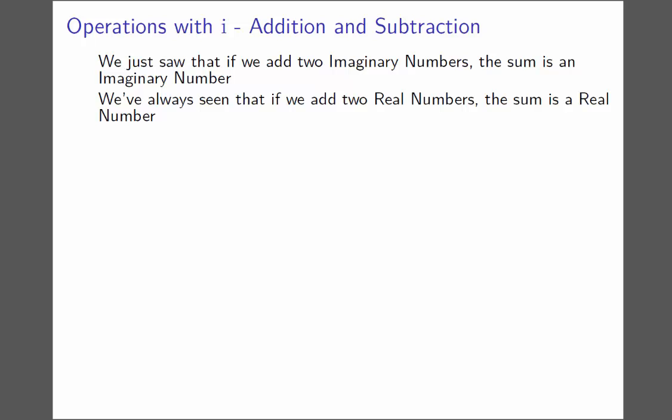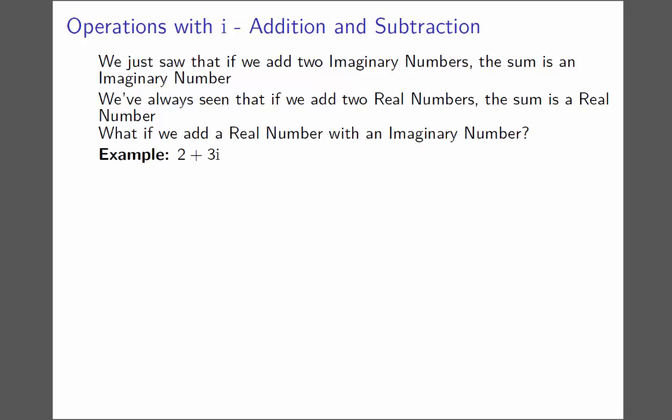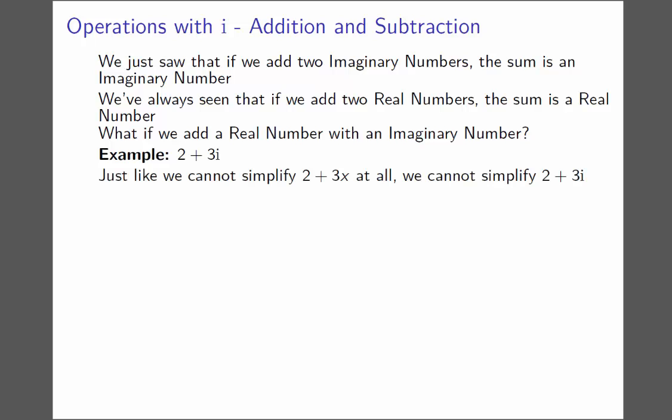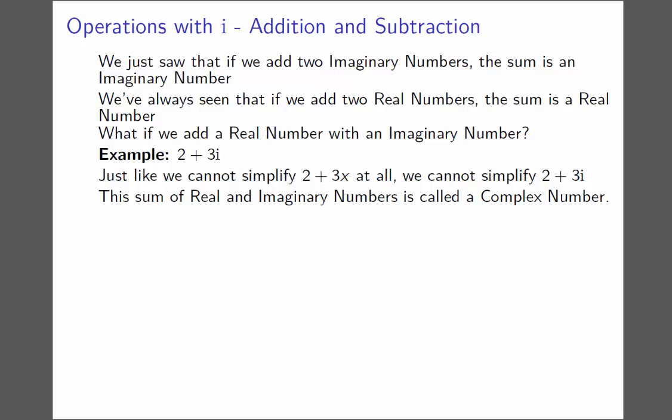We've also seen, for most of our lives, that if we add two real numbers, the sum is a real number as well. But what if we add a real number with an imaginary number? For example, what if we have 2 plus 3i? Well, just like we cannot simplify 2 plus 3x at all, we can't simplify 2 plus 3i. The sum of a real and imaginary number is called a complex number.